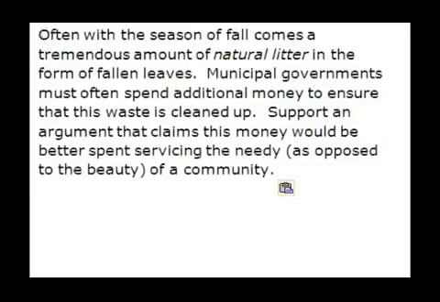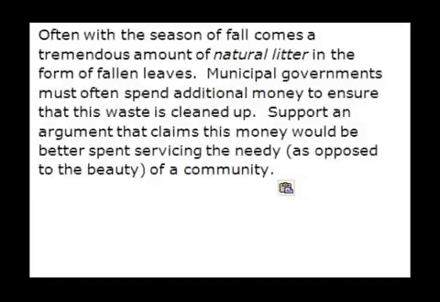Okay, let's try question number 4. Okay, question number 4 reads, often with the seasons a tremendous amount of natural litter in the form of fallen leaves. Municipal governments must often spend additional money to ensure that this waste is cleaned up. Support an argument that claims this money would be better spent servicing the needy, as opposed to the beauty of a community.